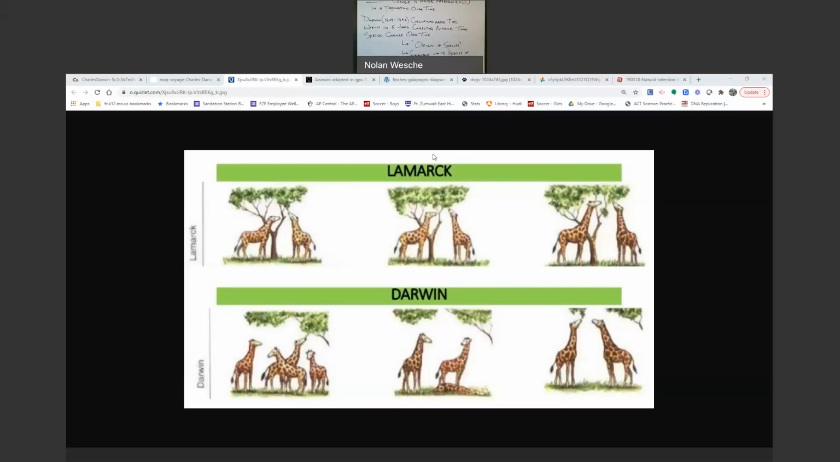If we look at some of these conflicting ideas to Darwin, we arrive at this guy named Lamarck, and he thinks that evolution occurs with kind of effort.